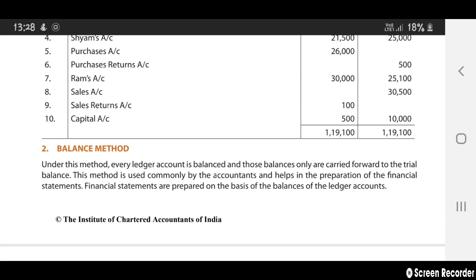Accountants use this method, and it helps them in the preparation of their financial statements. The financial statements are prepared on the basis of the balances in their ledger accounts. On the basis of the ledger account balances, the financial statement is prepared by the accountant in this balance method. Okay.